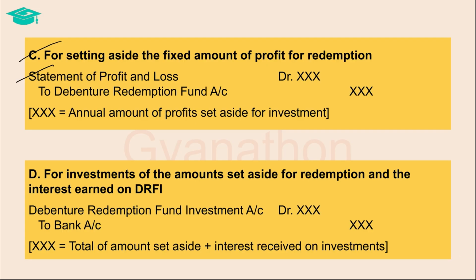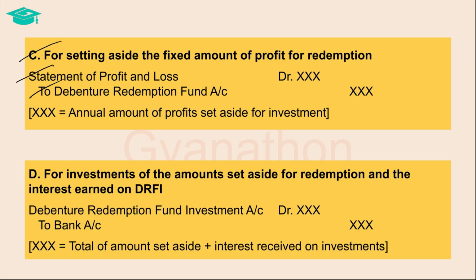The corresponding credit is given to the debenture redemption fund account. The effect of this entry is that the annual amount that has to be set aside gets transferred from the statement of profit and loss to the debenture redemption fund account. Now, the total amount transferred to the debenture redemption fund account is the interest received on investment and the annual amount of profit set aside.